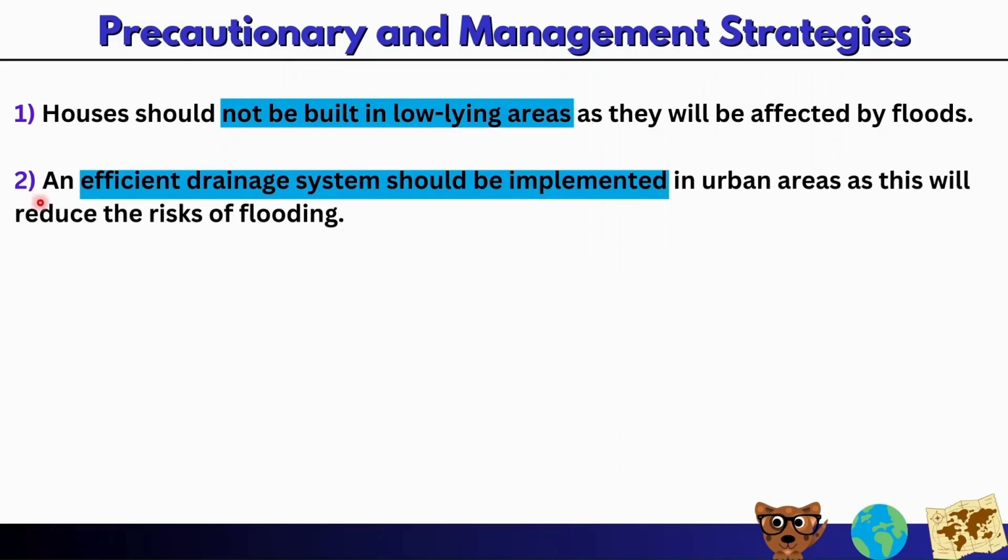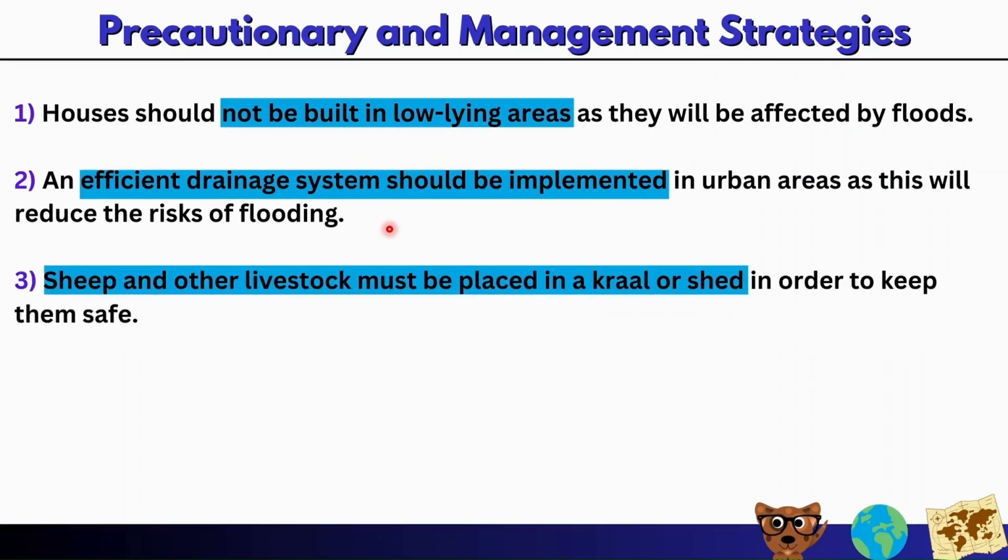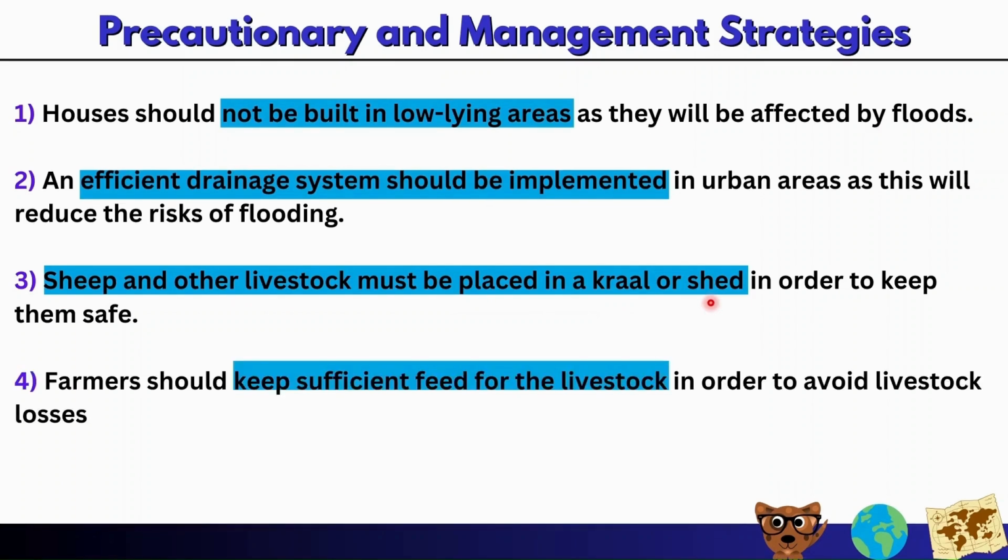The second strategy, an efficient drainage system should be implemented in urban areas as this will reduce the risks of flooding. Strategy 3. Sheep and other livestock must be placed in a kraal or shed in order to keep them safe. Number 4. Farmers should keep sufficient feed for the livestock in order to avoid livestock losses.